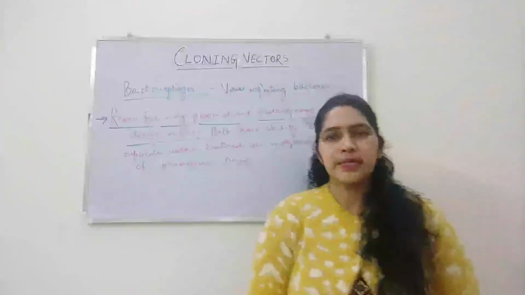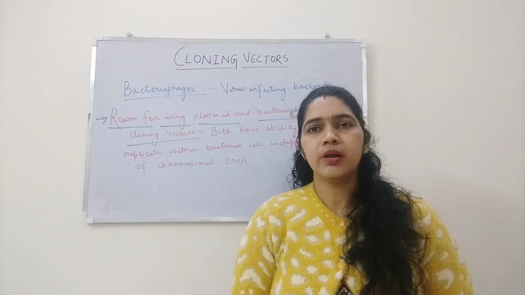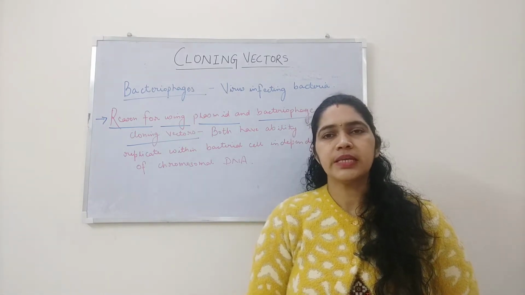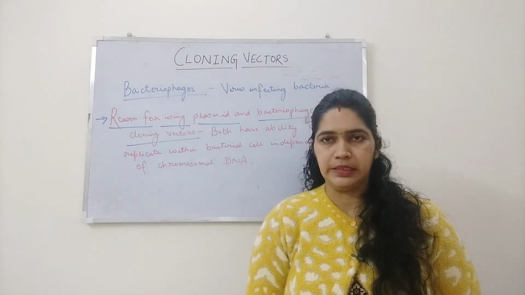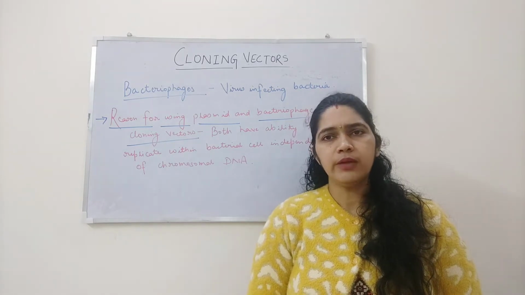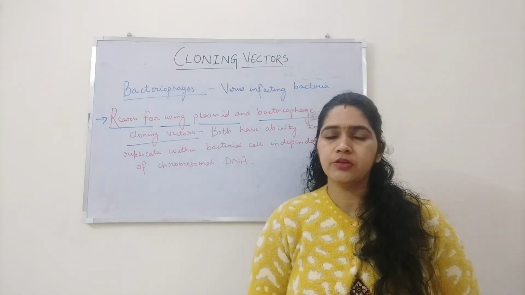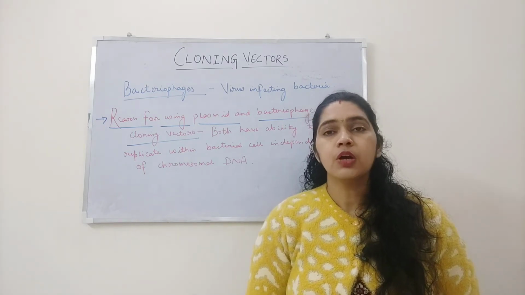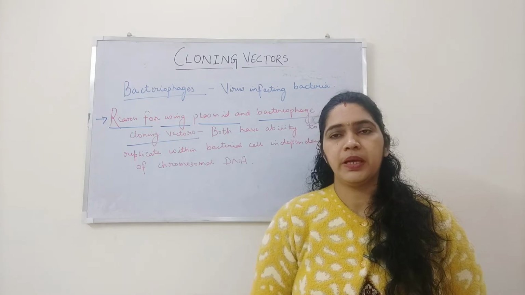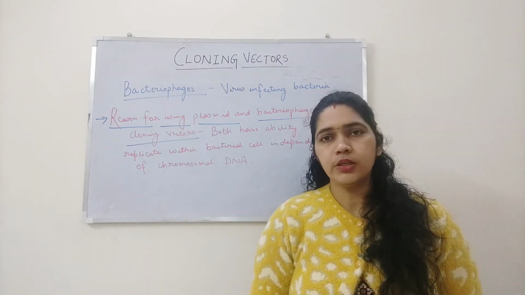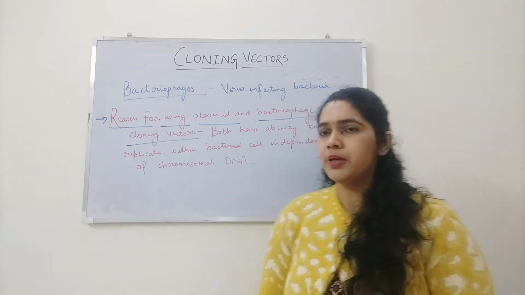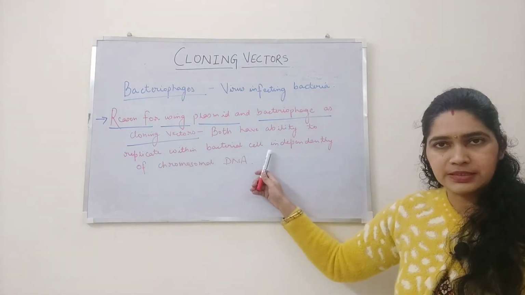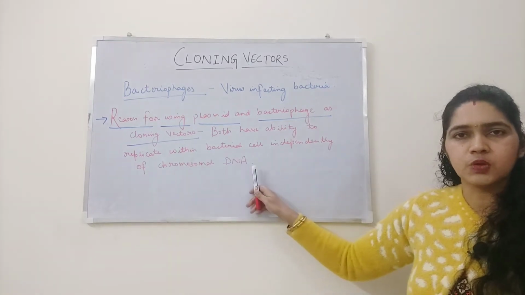Now, the second cloning vector that is used in recombinant DNA technology is bacteriophages. As the name suggests, they are viruses that infect bacteria. Now, the question arises: why do we use plasmids and bacteriophages as cloning vectors in recombinant DNA technology? The reason is that both have the ability to replicate within the bacterial cells independently of the chromosomal DNA.